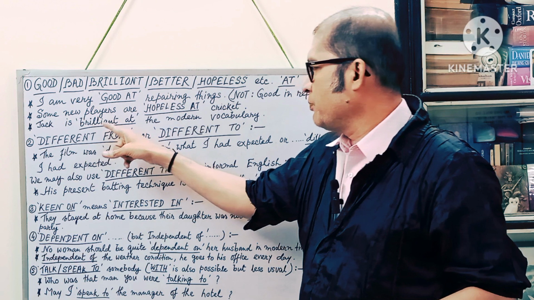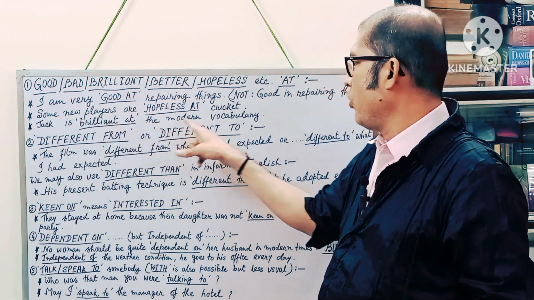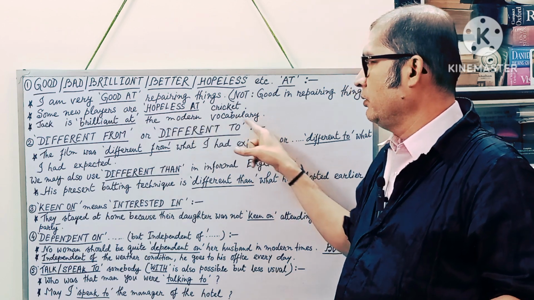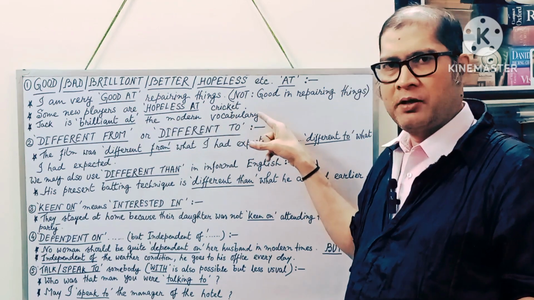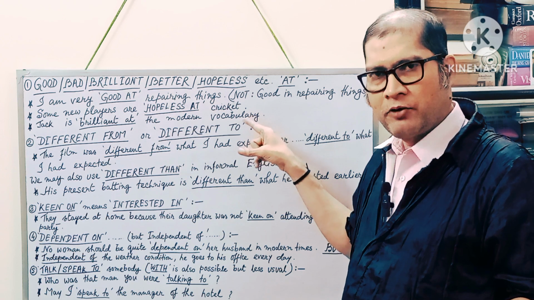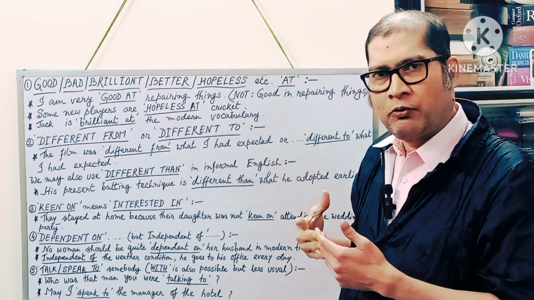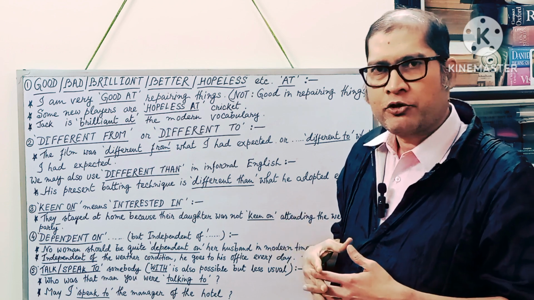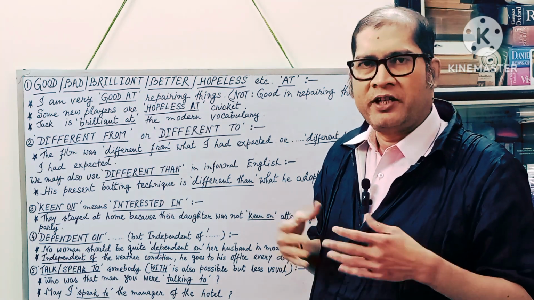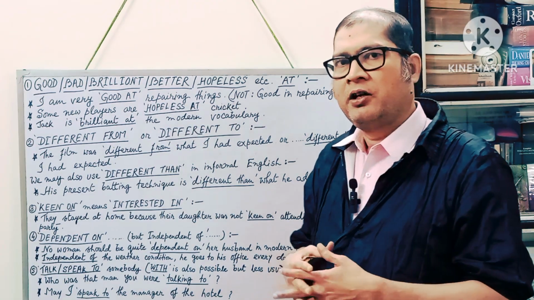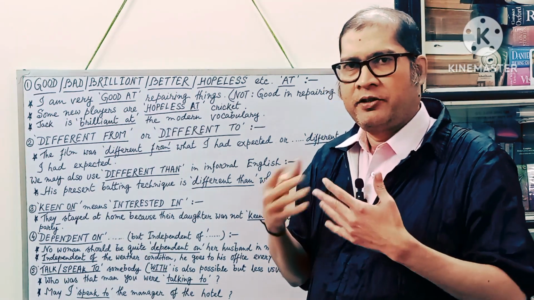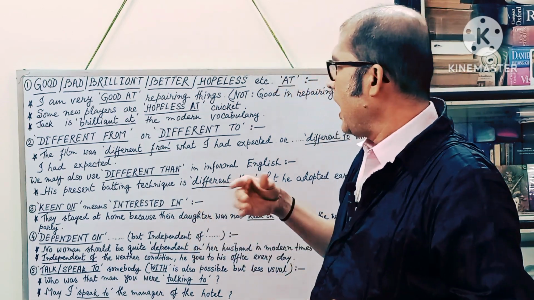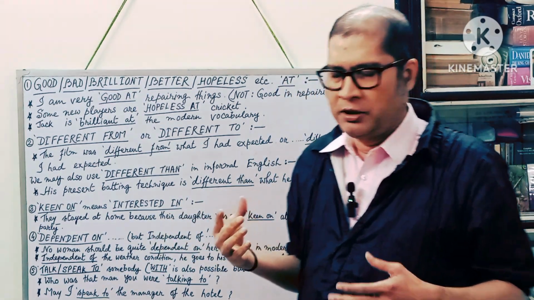Next, Jack is brilliant at the modern vocabulary. The modern vocabulary is a noun phrase. What is a phrase? We discussed what a phrase is or what a clause is in one of our videos, and those videos are also on this channel. So you may see our earlier uploaded videos. So, I'm brilliant at the modern vocabulary.